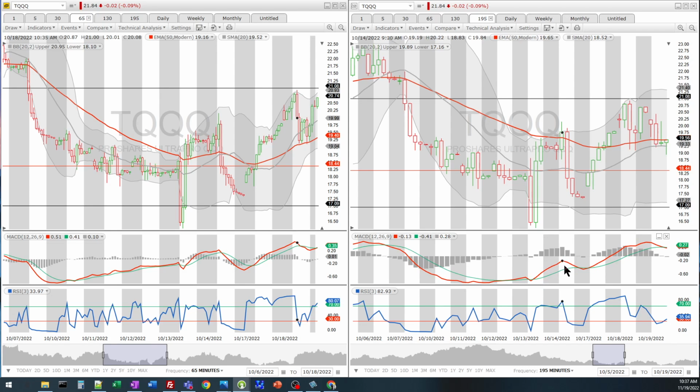You've heard me say in previous videos, that's a notch right here on the MACD. Higher low notch. That's a bottom. That is a bottom.